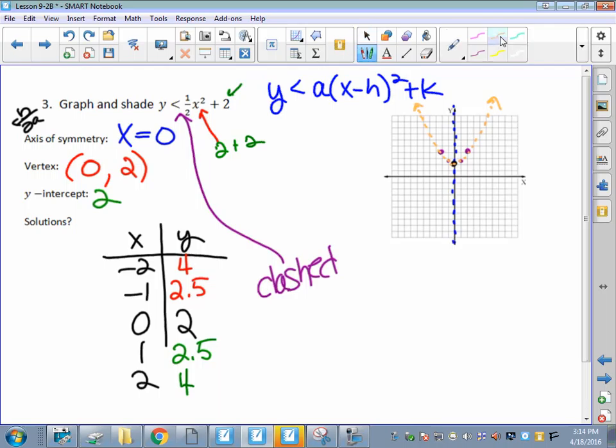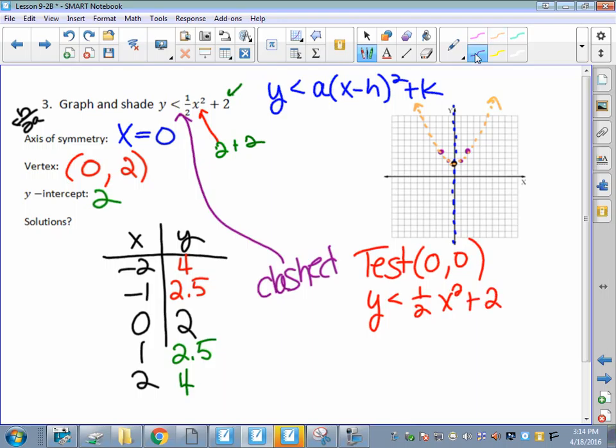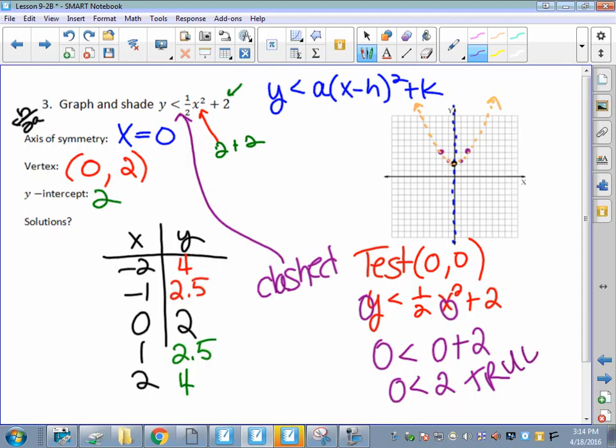So now I'm going to test a point because I have to remember to shade. So is 0, 0 okay to test? Parabola doesn't touch it, right? So test 0, 0. So my original inequality is y is less than 1/2 x squared plus 2. So I'm going to put 0 in for y and 0 in for x. So 0 is less than, 0 squared is 0 times 1/2 is 0. 0 is less than 2. Well, this one came out true. That's true, right? 0 really is less than 2.